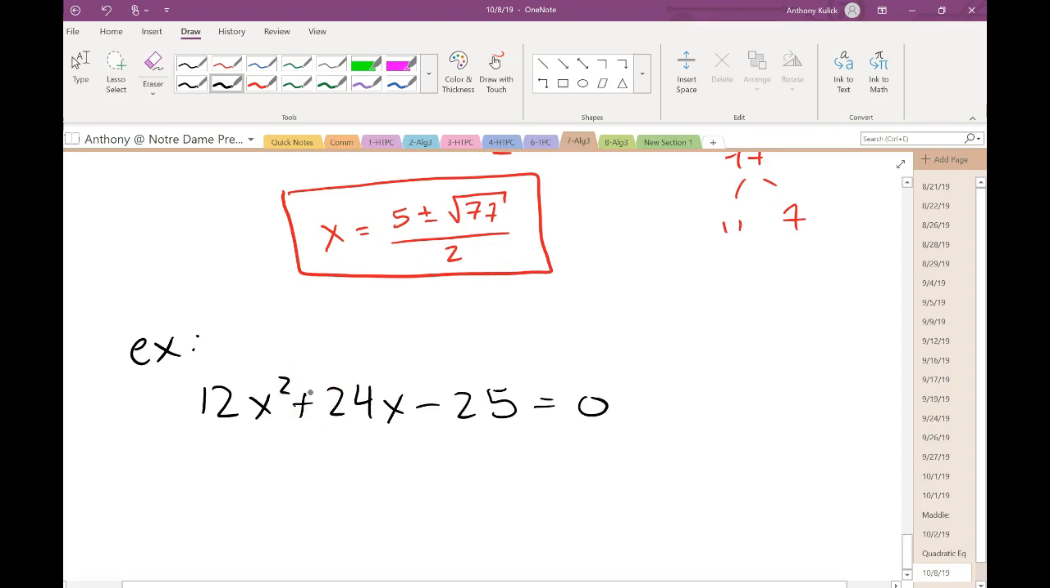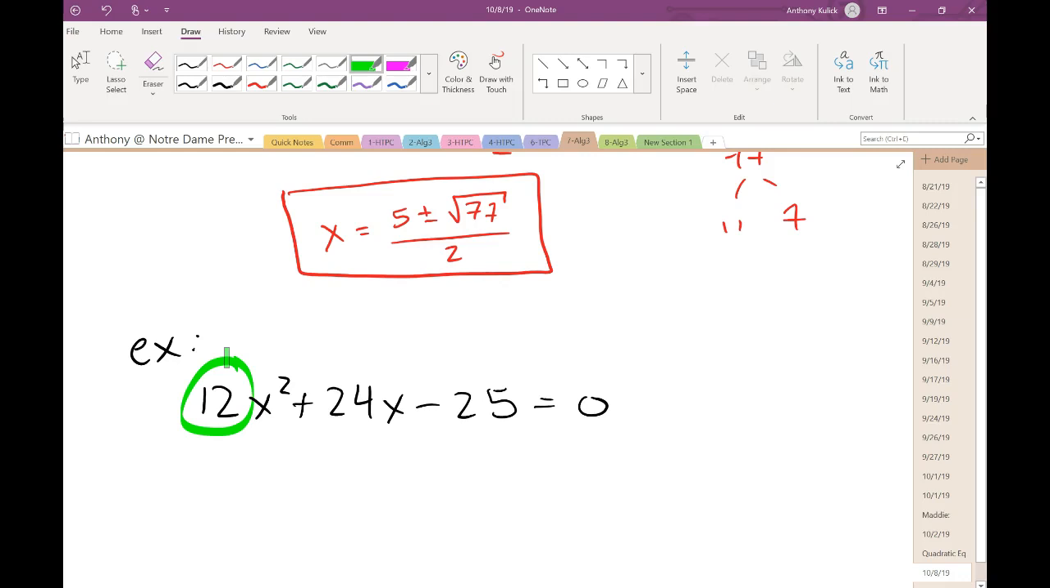Could I solve this by factoring? Heck, I don't know. Why is this going to be hard to tell if I can factor this or not? That leading coefficient isn't 1, right? So it's a little bit harder to tell right away at first glance whether this thing is going to be factorable or not. If it is factorable, I know I'm going to have to use that long factoring method on it anyways.